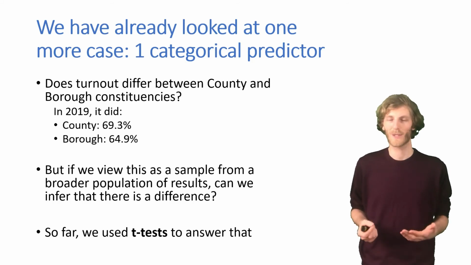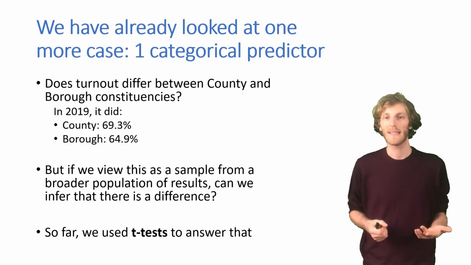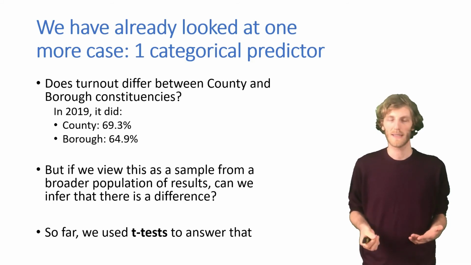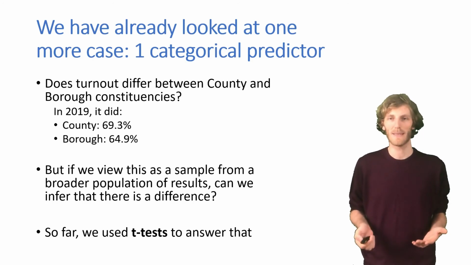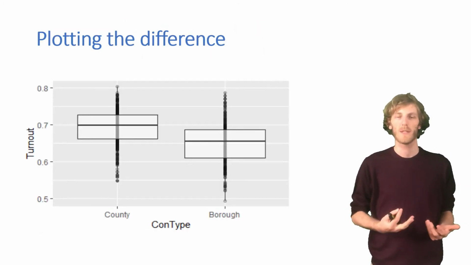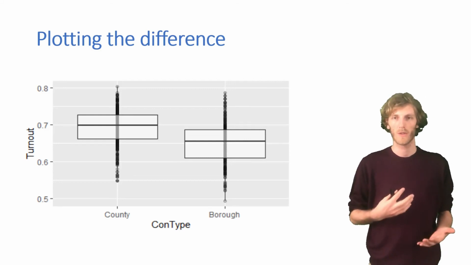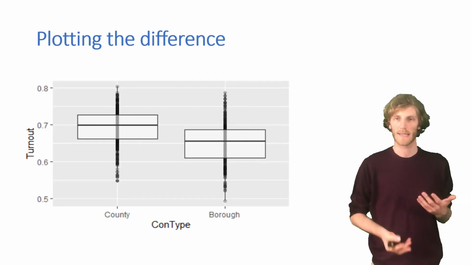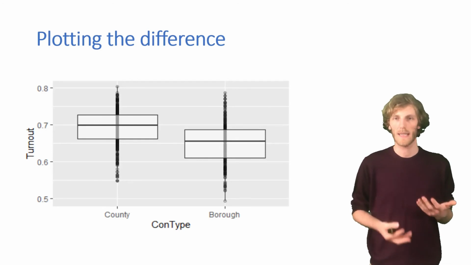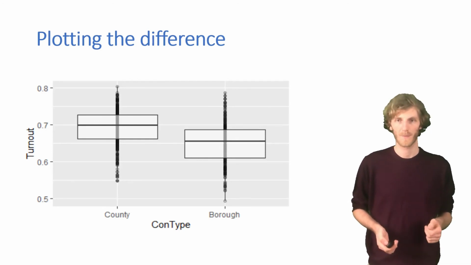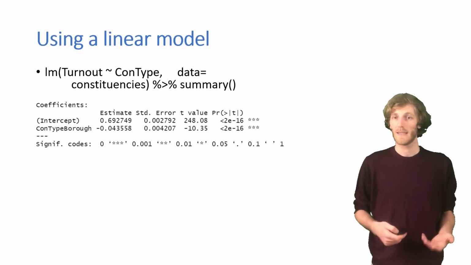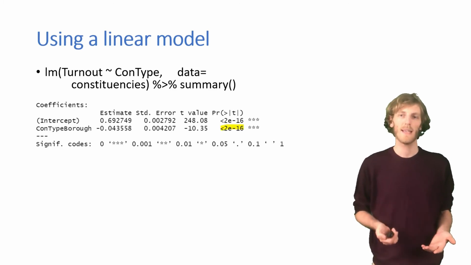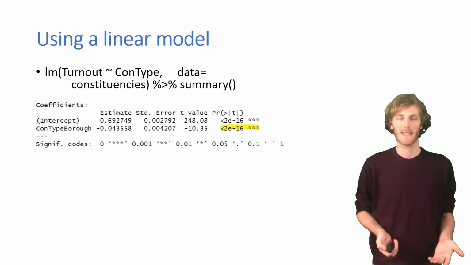And before Christmas, we discussed t-tests as a way to do that. However, that's just a special case of a linear model. As always, it's a good idea to plot the data. And here it looks like there really is a difference between these two distributions. So we could run a t-test, but in fact we can also run a linear model. The linear model then seems to tell us that there is a significant effect and it estimates a slope.